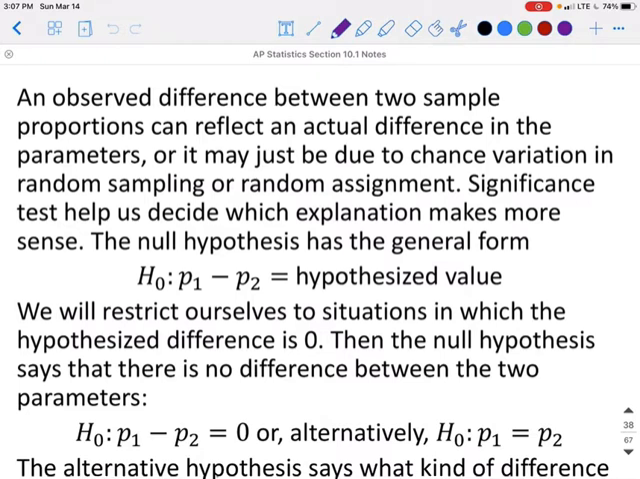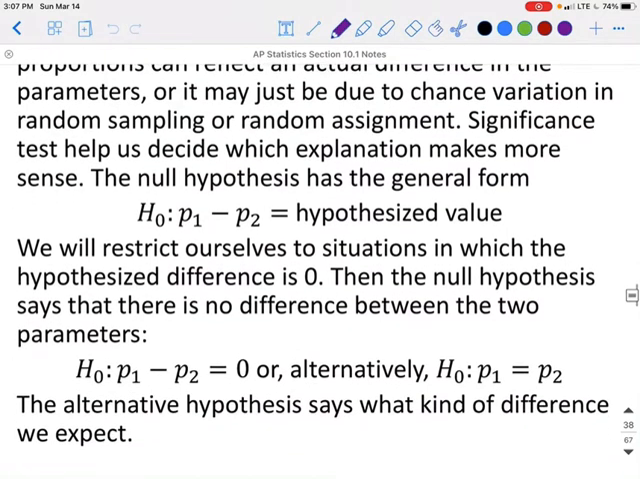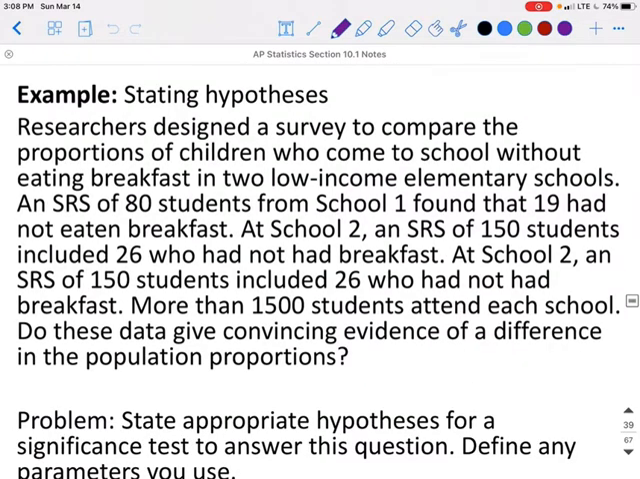The null hypothesis has the general form of H sub 0: p1 minus p2 equals the hypothesized value. We will restrict ourselves to situations in which the hypothesized difference is 0. Then the null hypothesis says that there is no difference between the two parameters, or H sub 0: p1 minus p2 equals 0. An alternate way to write this is p1 equals p2. The alternative hypothesis says what kind of difference we expect.